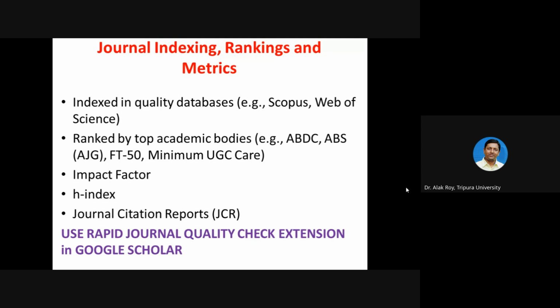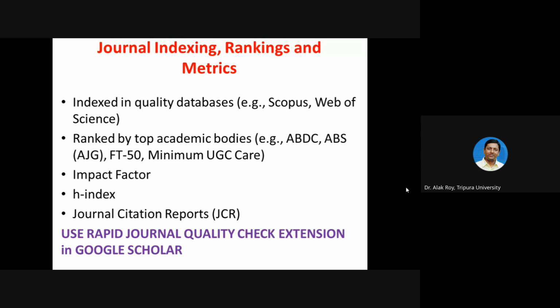ABDC is very much important in our part. This is called the Australian Business Deans Council. So the majority of business institutions in Australia follow the ABDC ranking. Now, every 4 years ABDC comes up with a huge body of established scholars that sit with all the journals in that domain and rank them. And they rank them as A star, A, B, C. So A star is the highest quality, A is the next, B is the next, C is the next.